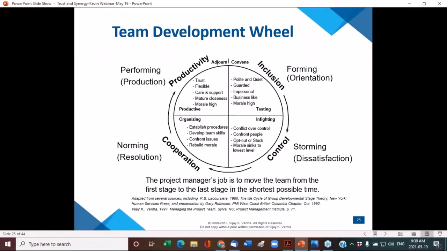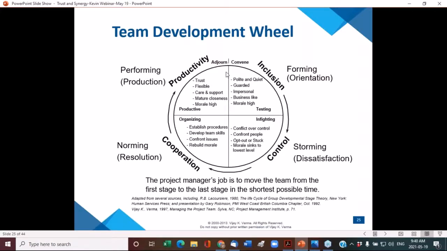You all know this a lot, but this is a team development wheel that people go through, these stages of forming, storming, norming, and performing. And you can see that the trust level is developed when people are reaching the performing stage.